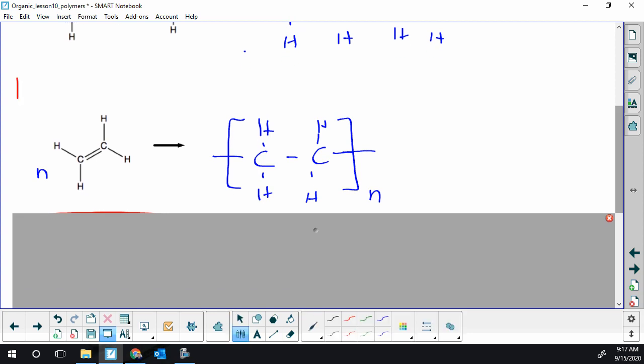If we look at our IUPAC names, this guy we haven't altered. We already know how to name it. This is ethene. No number needed. For the polymer, the naming convention is you add poly in front of whatever the monomer was. So because the monomer to make this is ethene, this is polyethene.